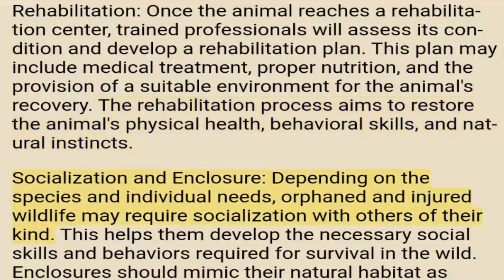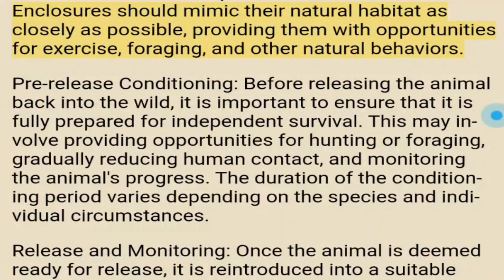Socialization and enclosure. Depending on the species and individual needs, orphaned and injured wildlife may require socialization with others of their kind. This helps them develop the necessary social skills and behaviors required for survival in the wild. Enclosures should mimic their natural habitat as closely as possible, providing them with opportunities for exercise, foraging, and other natural behaviors.